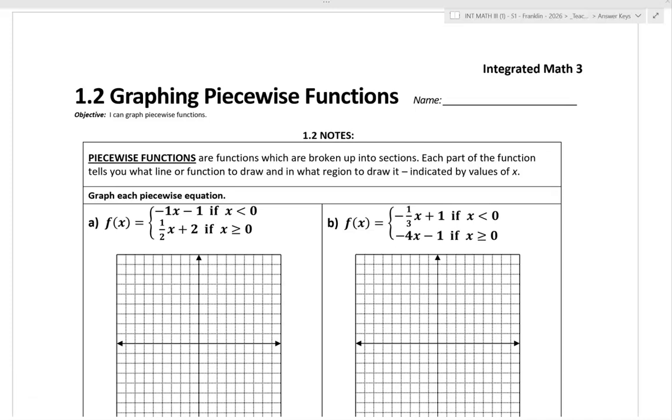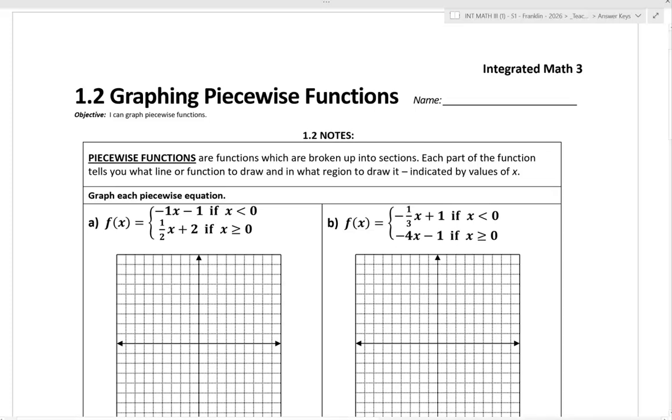In these notes, we're going to look at graphing piecewise functions. So piecewise functions are really just functions that are broken up into different sections. And each part of the function tells you what line or function to draw and in what region to draw it, which is usually indicated by values of x. And you'll see what this means in just a moment.